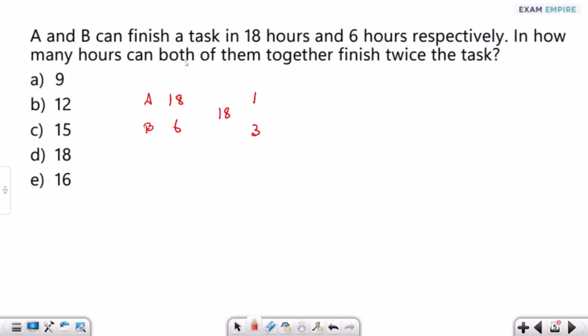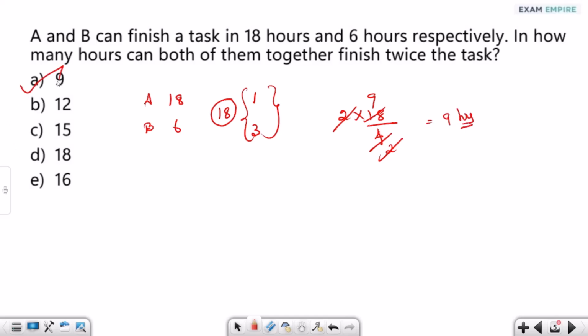In how many hours can both of them together finish twice the task? So this is the given task, the original task. So 2 times 18 divided by the total work by A and B, which is like 4. So 1 time, 2 times, again 1 time, 9 times. So the answer is like 9 hours. So the answer for this particular question is like 9 hours.